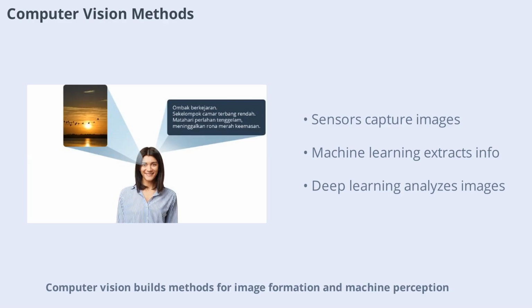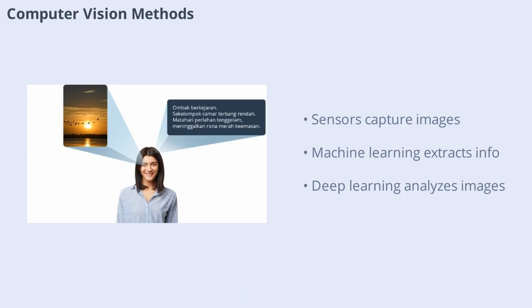Computer vision builds methods for image formation and machine perception, mimicking human sensory and cognitive systems. Sensors like cameras capture images, while machine learning methods extract information from them. Modern approaches use deep learning to analyze images, making computer vision a complex yet fascinating field. Let's see how these methods work in practice.